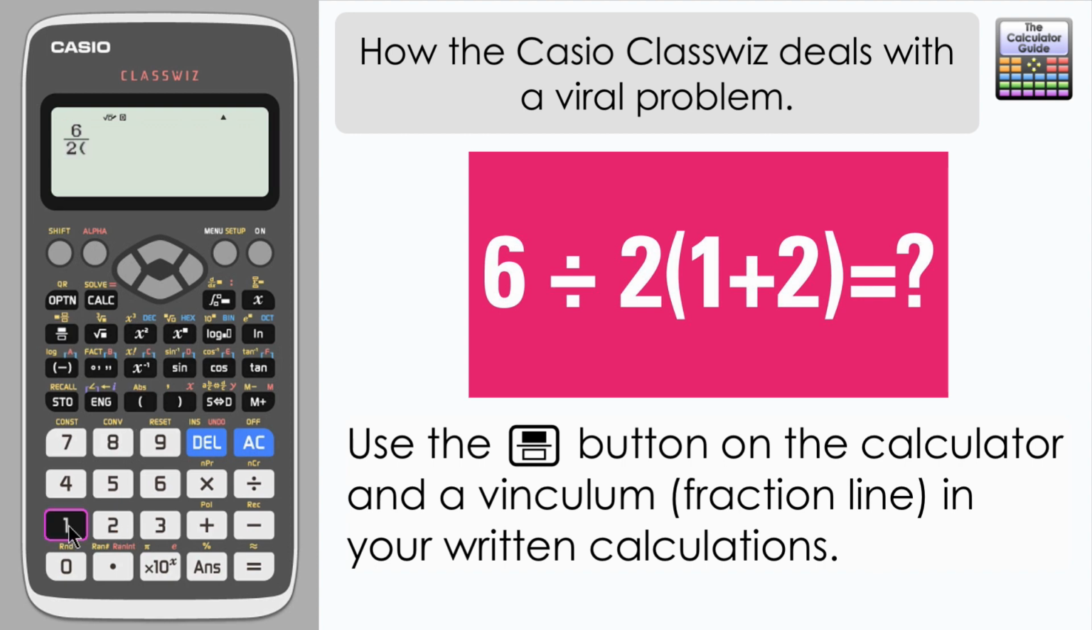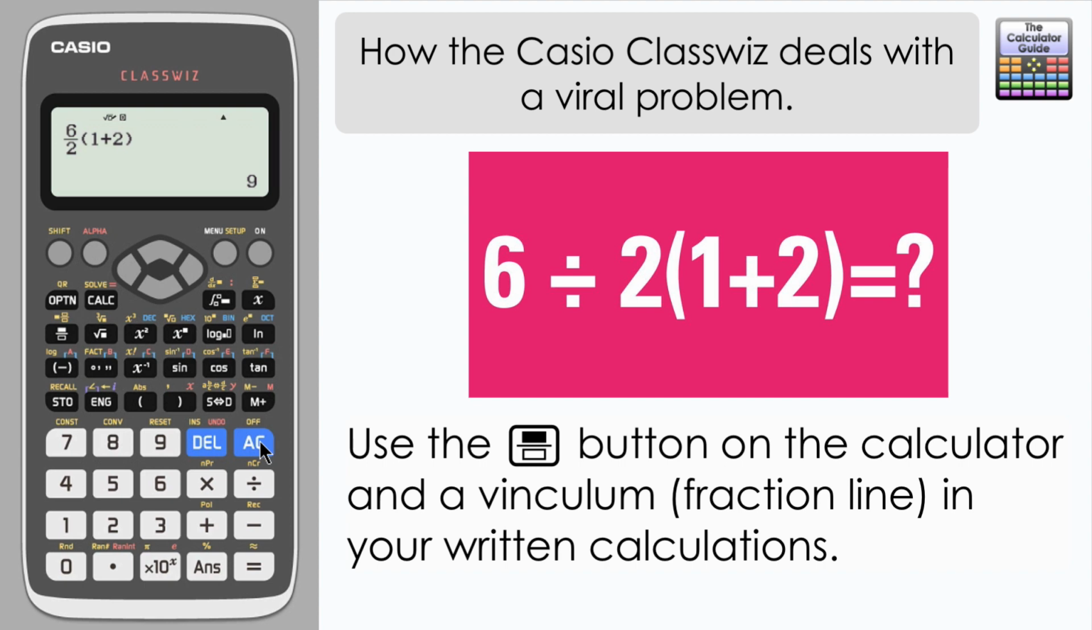So if I input 6 on the top of a fraction with 2 brackets 1 plus 2 on the bottom, essentially using the vinculum created by the fraction button as the divide, then I get 1, because it's quite clear to the calculator that you intend to do 6 divided by everything on the bottom. To calculate the other variation, as 6 over 2, the fraction 6 over 2, which is 3, and then times by 1 plus 2, the calculator can deal with a multiply without having to put the multiply sign in. You just write the brackets next to your fraction there, and the calculator interprets this as 9.